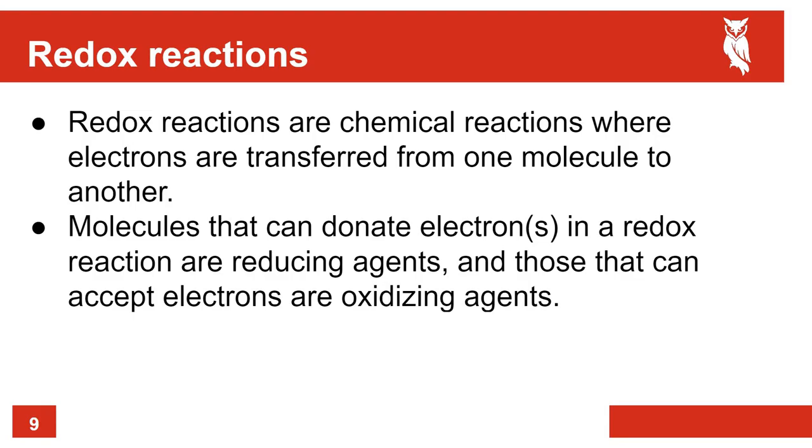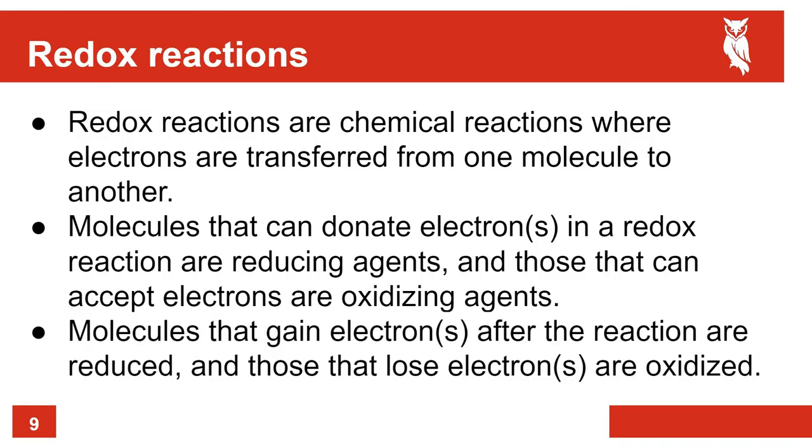There's a phrase in chemistry called Leo says GER, LEO: losing electrons is oxidation. GER: gaining electrons is reduction. Or the other one is OIL RIG. Oxidation is loss of electrons, OIL. Reduction is gaining electrons, RIG. Molecules that gain electrons after a reaction are reduced. Those that lose electrons are oxidized. So Leo says GER, losing electrons is oxidation, gaining electrons is reduction. Or OIL RIG. Oxidation is loss of electrons. Reduction is gaining electrons.